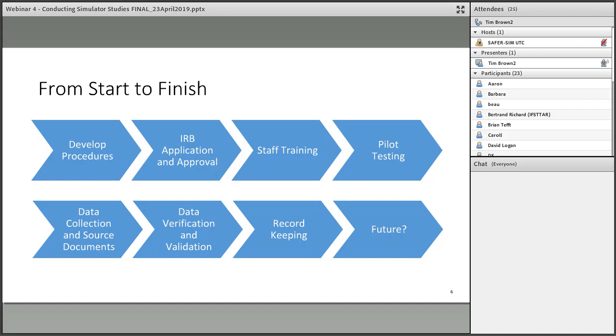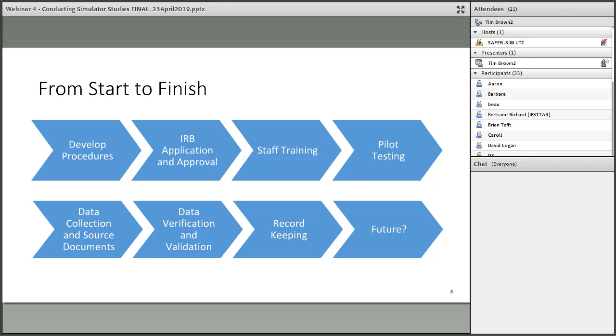Pilot testing, which is going to differ from scenario testing, which we've talked about previously, is another important step. It's where we verify that everything's working smoothly, not just with the scenario, but with the whole process. We move on to data collection and source documents. We need to make sure we have the appropriate documentation so we can mark what happens as we go through. We'll talk a little bit about that. It's an important step, and it's often one that's overlooked in terms of the process of collecting simulator data.